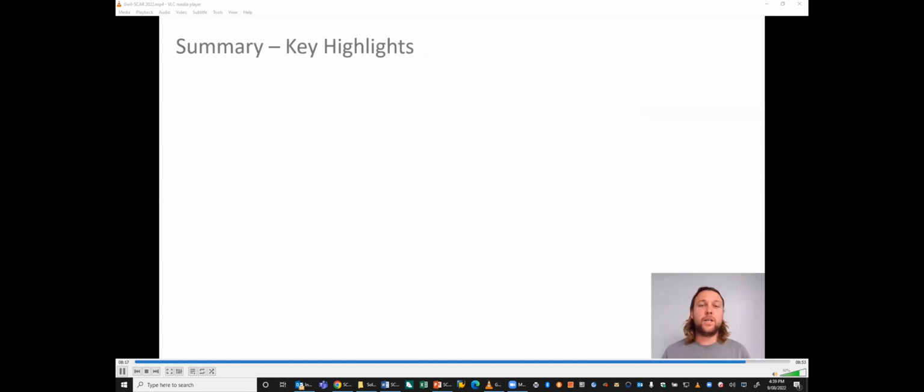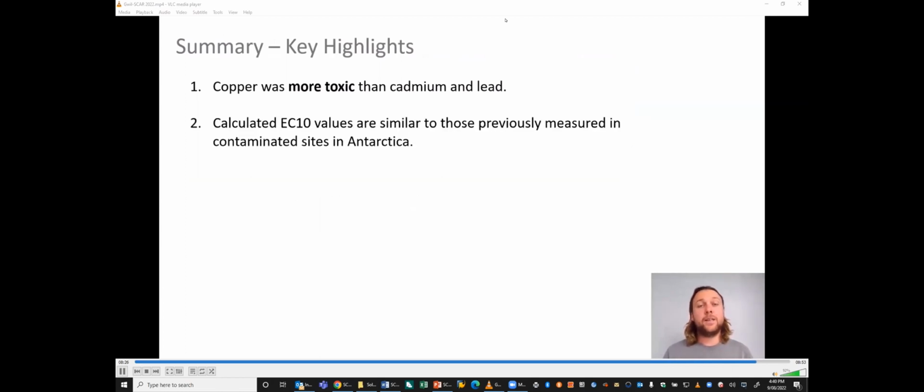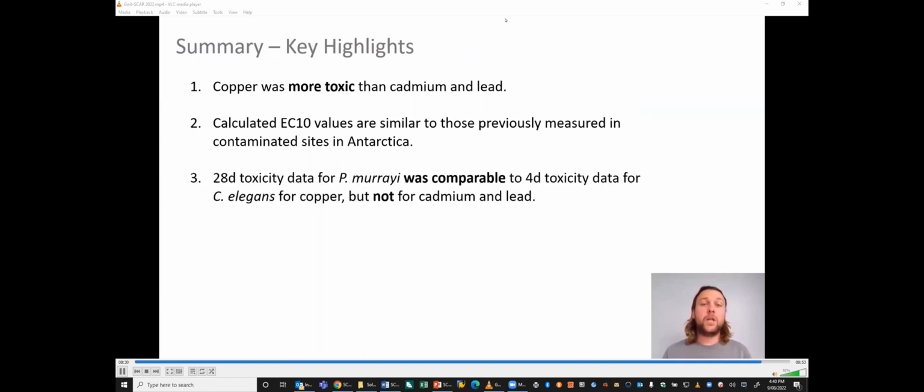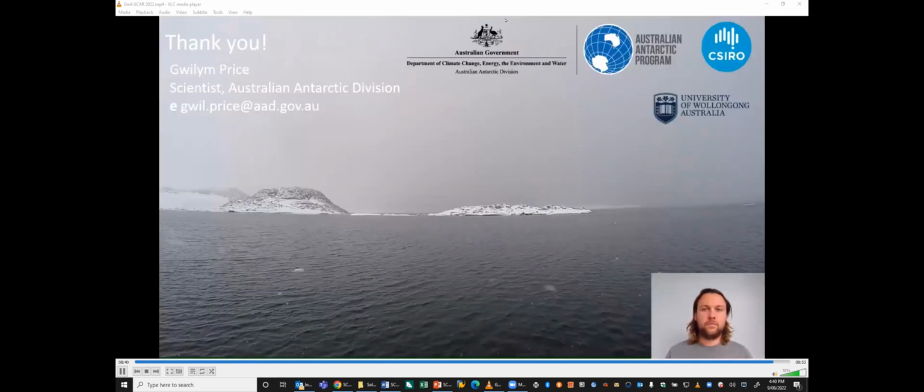To summarise the key findings, we found that copper was more toxic than cadmium and lead. We found that previously measured soil of contaminated sites in Antarctica have exceeded the EC10 values calculated in this study. And we also found that copper toxicity was comparable to 4-day toxicity data for temperate nematodes, whereas cadmium and lead toxicity data was not comparable.